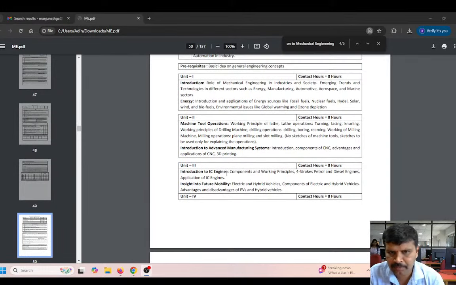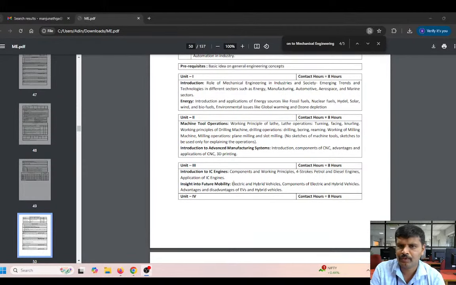Next is unit number 3. It is completely on the internal combustion engine, as well as the EV, that is electric, and one more is the hybrid vehicles. Everyone knows, if you take a car, a bike, or any automotive sector, it is completely the internal combustion engine. Here you're going to know the basic principles of the 4-stroke petrol engine as well as the 4-stroke diesel engine. Further, we're going to see the future mobility.